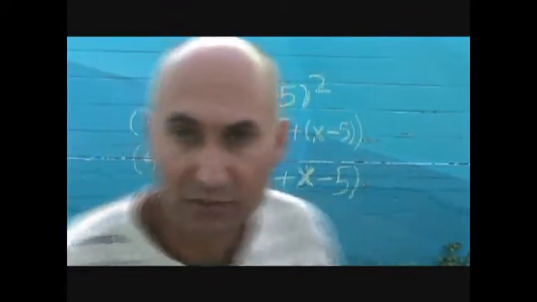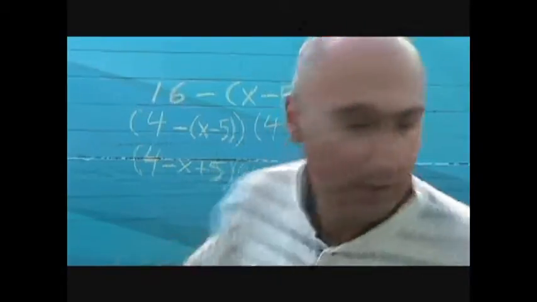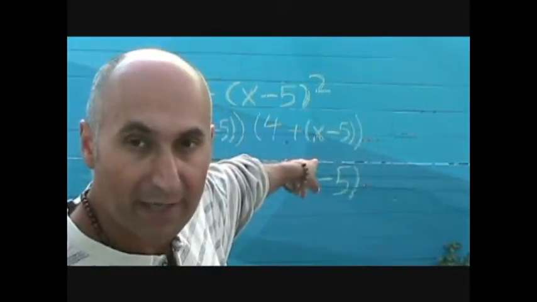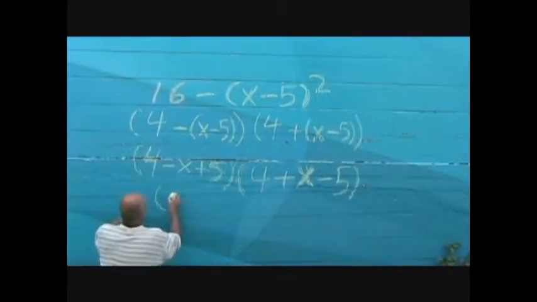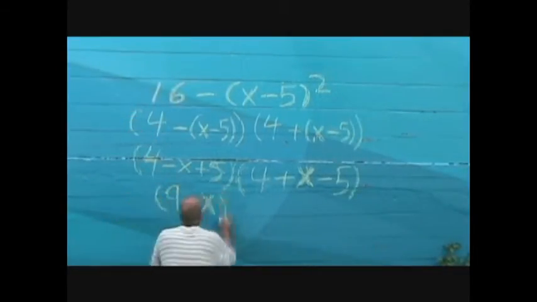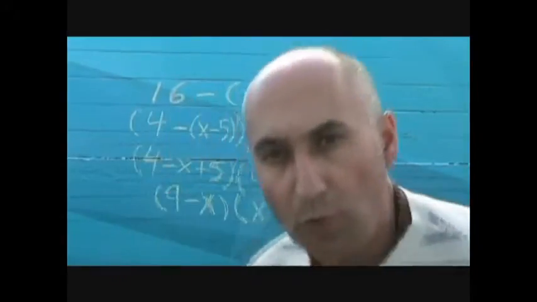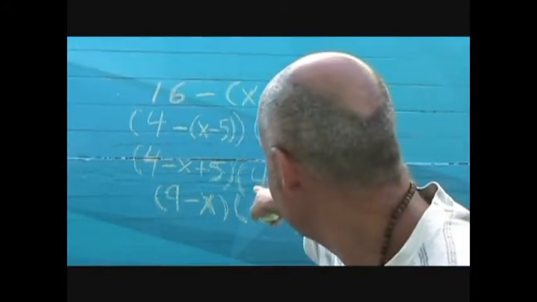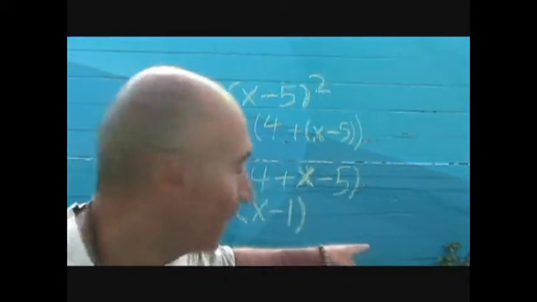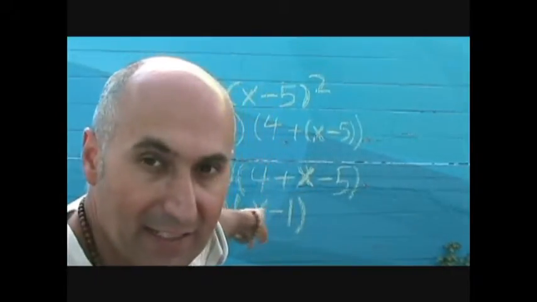So what we can do now is just combine the numbers together, add them together, right? And 4 plus 5 is going to be 9. And over here we got 4 minus 5 is going to be -1. So what we ended up with is 9, 4 plus 5 is 9, 9 minus x. And over on this side we got 4 minus 5 is -1, and we got an x. So I got x minus 1.